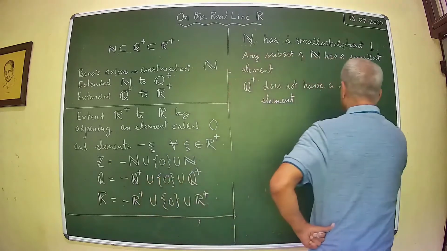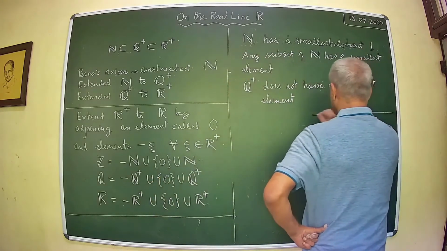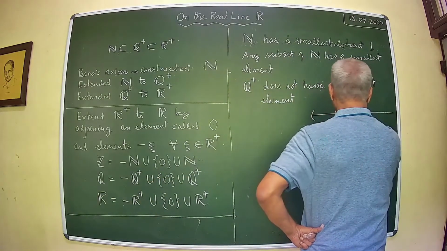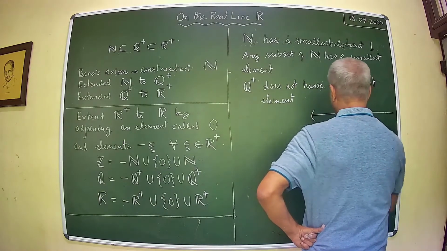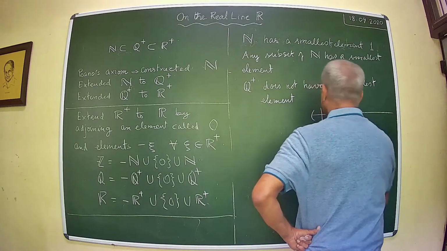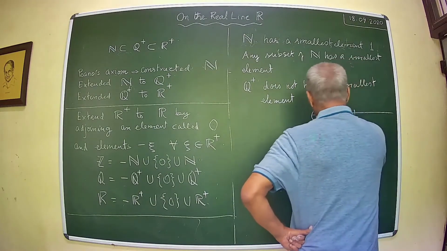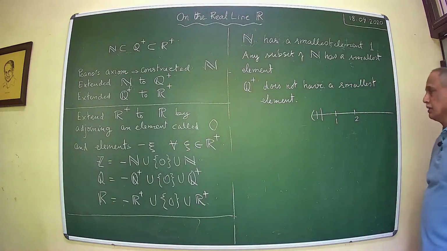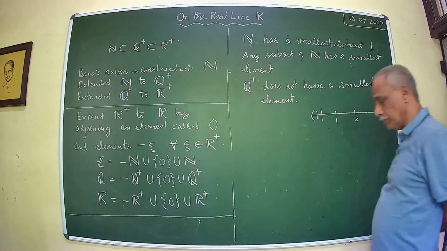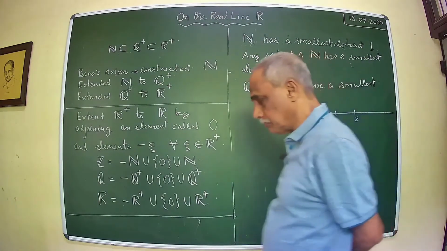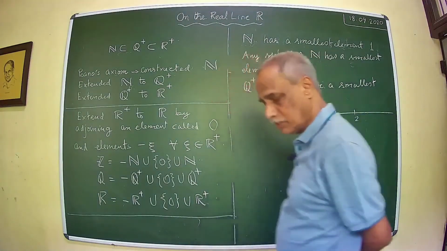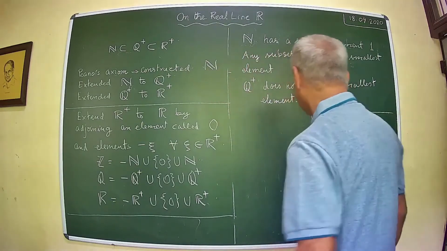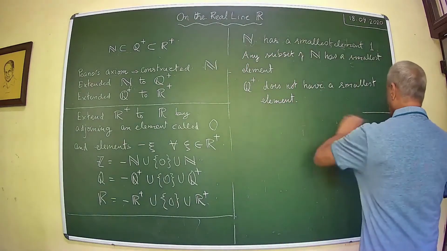Because we had, so if you had any element here, then you could have always got an element. So if there existed such an element P in Q plus, then P by 2 is always less than P. So P cannot be the smallest element. That's very simple. So in Q plus we lost.